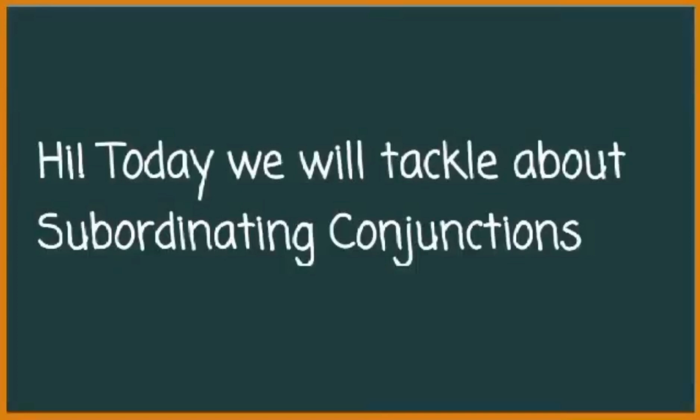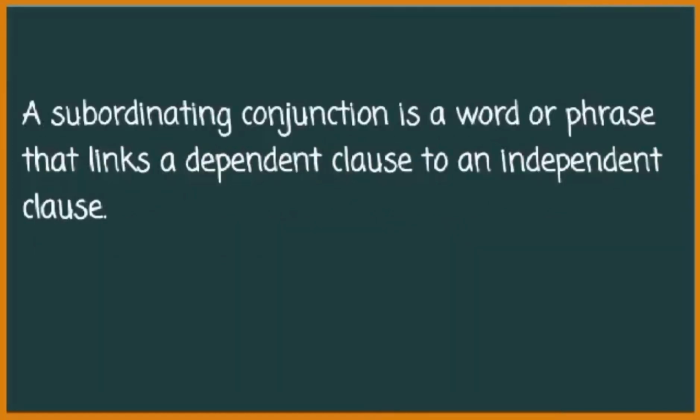Hi, today we will tackle subordinating conjunctions. So first, let us know what a subordinating conjunction is. A subordinating conjunction is a word or phrase that links a dependent clause to an independent clause. So when we say dependent clause, it is a group of words that contains a subject and verb but does not express a complete thought. A dependent clause cannot be a sentence.